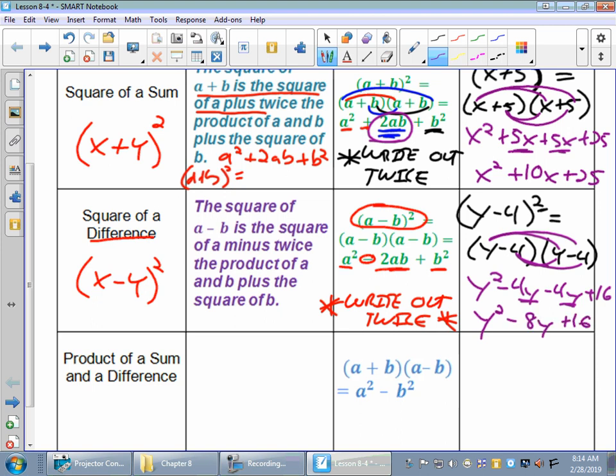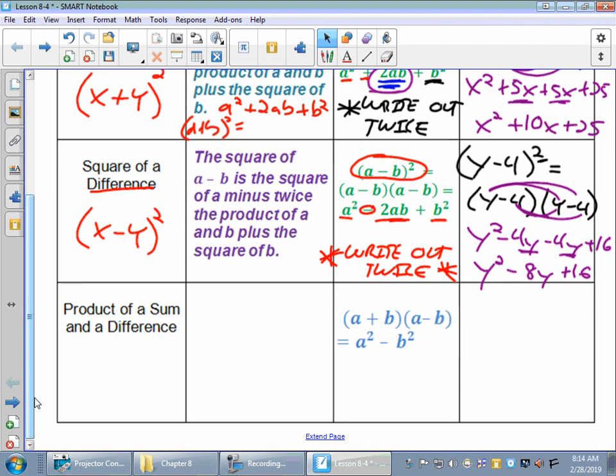So you can kind of see that one. Again, you're doubling the negative 4y, but it's a minus sign here. So minus 2 times the inside and outside terms. So you don't have to use the shortcuts. You can always FOIL it. You're going to get the same results. But if you notice the pattern, then go for it.